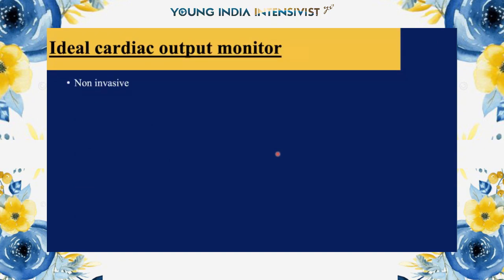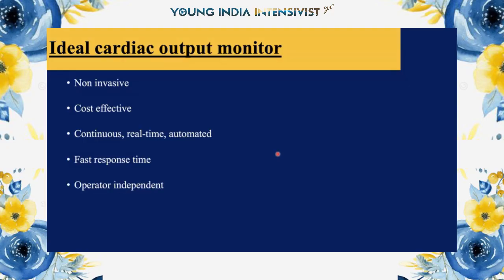The ideal cardiac output monitor is one which is non-invasive. Of course, all the modalities which we are going to discuss in the next 45 to 50 minutes are going to be non-invasive. It should be cost effective and cheaper. It should provide continuous, real-time, automated measurements. Fast response time: if you give fluids, if you have to see fluid responsiveness, if you complete the fluid boluses, it should have a fast dose response time. If you give fluid now, the increase in cardiac output should be depicted by the monitor immediately.